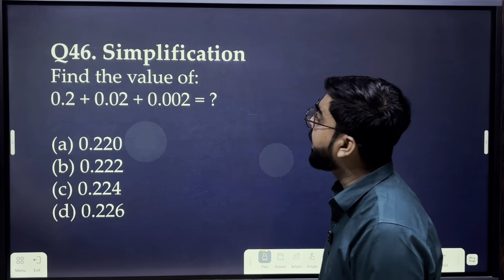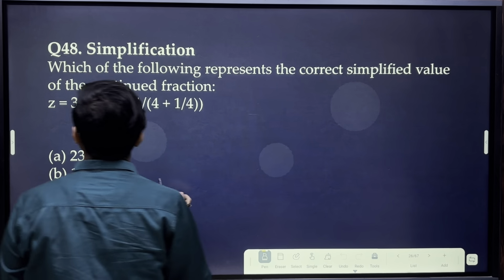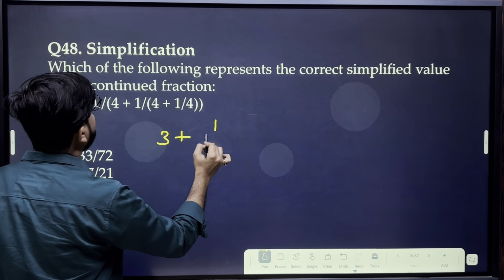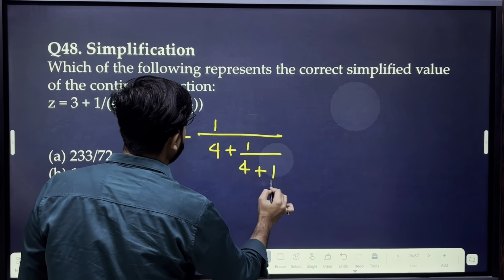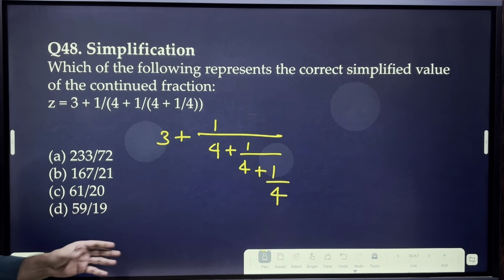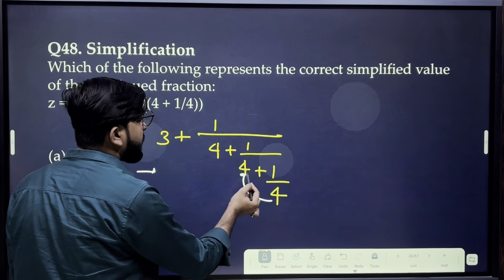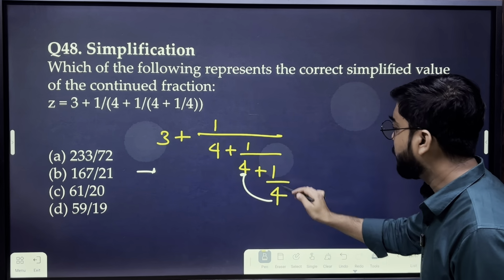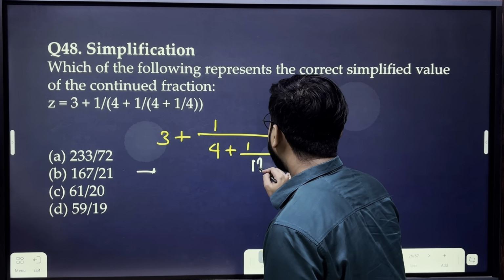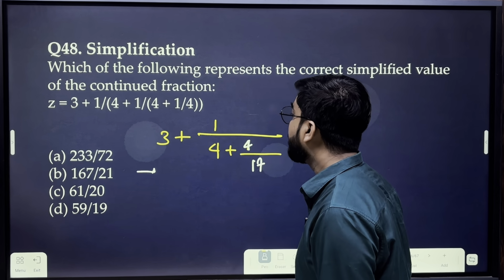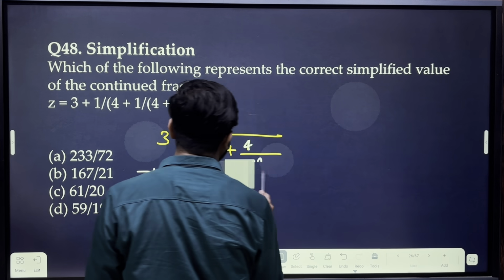Next question is find the value of, you can add this. So the following represents the correct simplified value of this. Z is equal to this. So that is 3 plus 1 by 4 plus 1 by 4 plus 1 by 4. This is the question. So you know how to solve this question very well. That is 4 4s are 16 plus 1, 17 by 4. So that becomes 17 by 4 and 4 goes here. 17 into 4, 68 plus 4, 72 by 17.